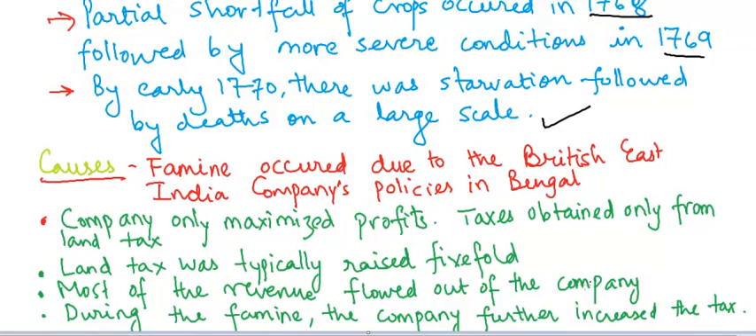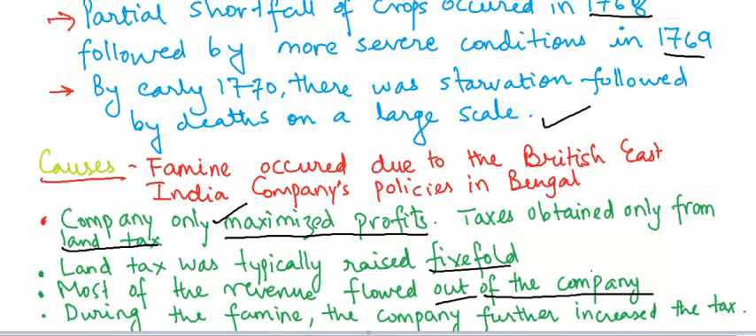As a trading body, the company only focused on maximizing profits. The profits to be obtained from Bengal came from land tax and trade tariffs. As lands came under the company's control, the land tax was typically raised fivefold. So, what was earlier 10% now became 50%. In the first years of the rule, the company's total land tax income was doubled, and most of this revenue flowed out of the company.